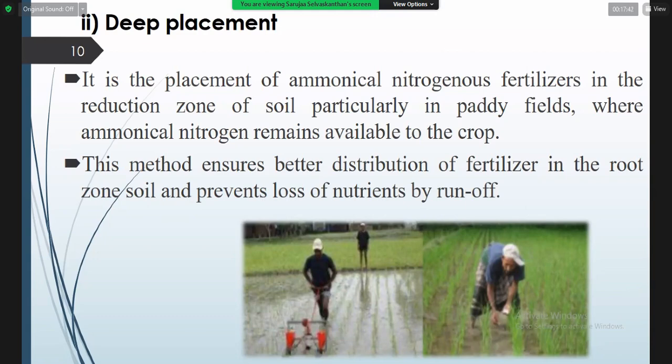This method ensures better distribution of the fertilizer in the root zone soil and prevents the loss of nutrients by runoff. If you are applying the broadcasting method during heavy rain or the runoff season, all the fertilizer goes out because of the runoff. If you are applying deep fertilizer, runoff is prevented. It is always kept under the root. This is the deep placement.